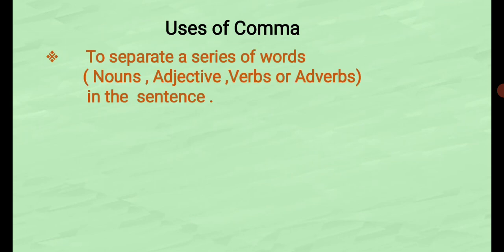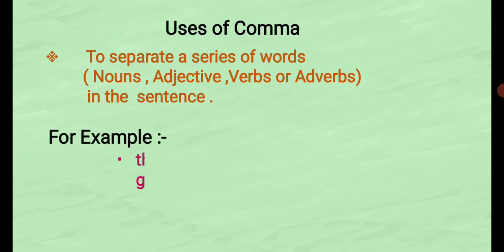Let's see the uses of the comma. The first use is to separate a series of words. Maybe there is more than one noun in the sentence. Maybe there are more than two adjectives, more than two verbs, or more than two adverbs in the sentence. At that time we will put comma to separate the nouns, adjectives, verbs and adverbs. How is it possible?